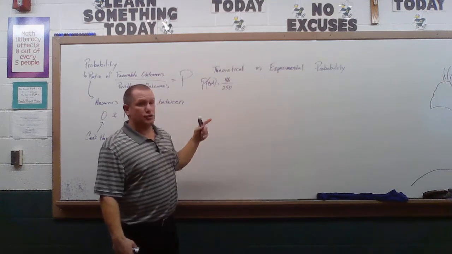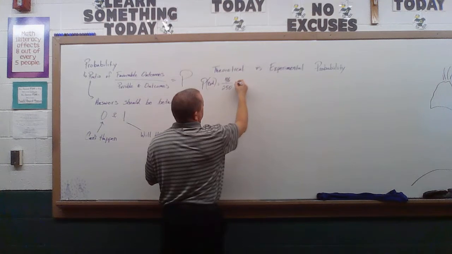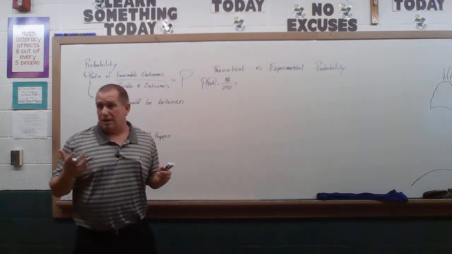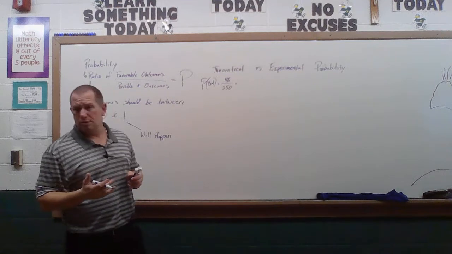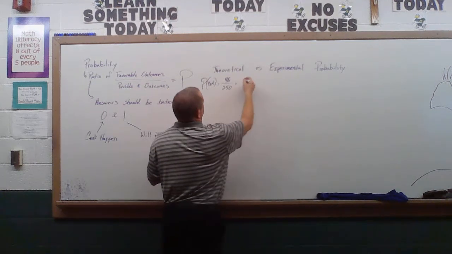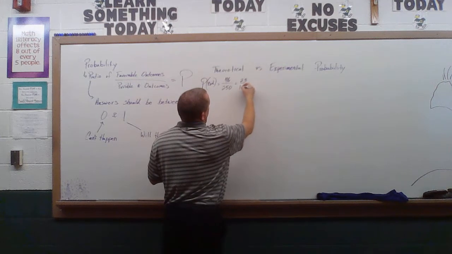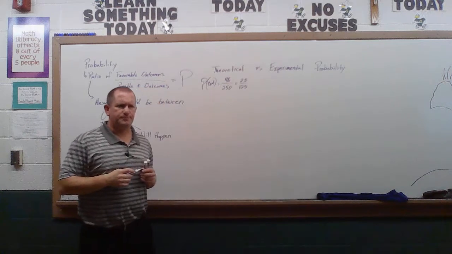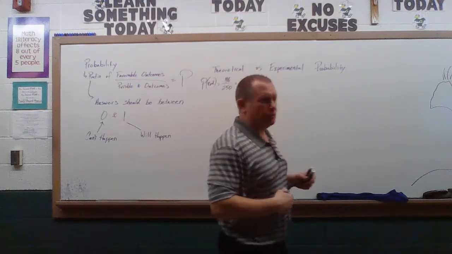Okay? And then don't forget everything that we've done so far. What should we do to this? Reduce it, because anytime that we can reduce, we want to reduce. What can I take out of both of those numbers? 2. So what do we get on top? 23 over 125. Right? Okay.